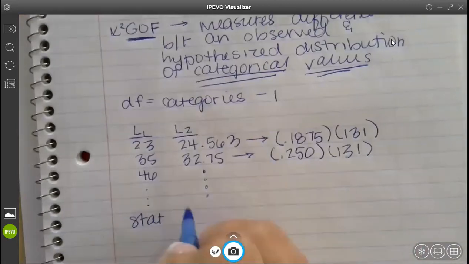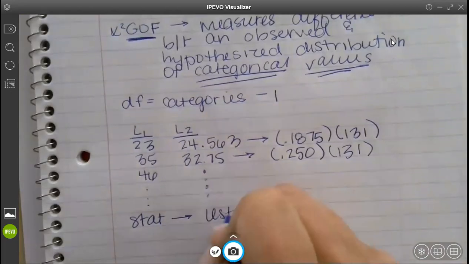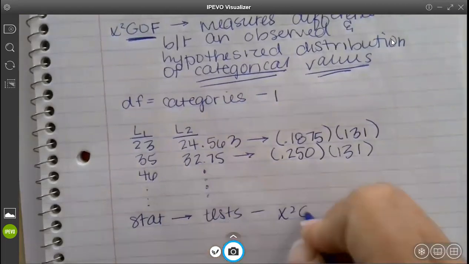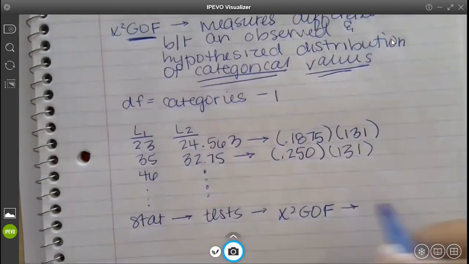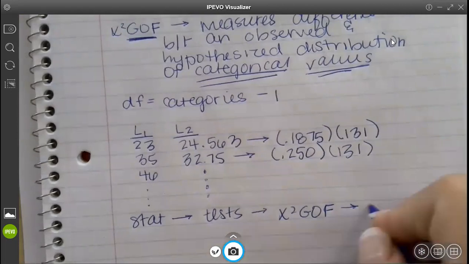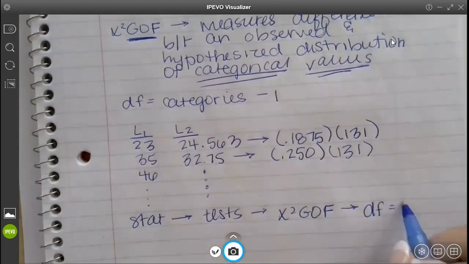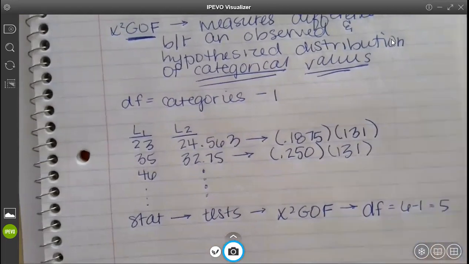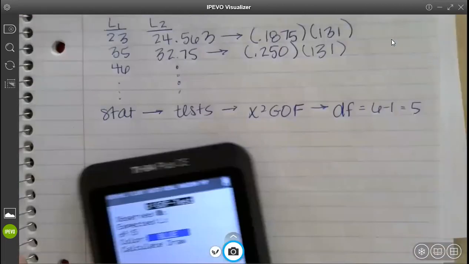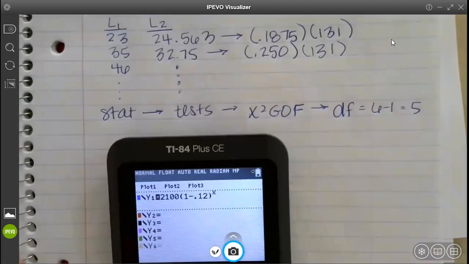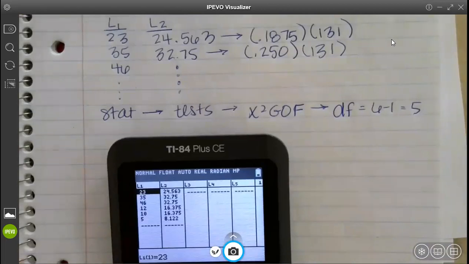You go to stat, test, chi-squared GOF. You have your L1 and L2 already in. Your degrees of freedom, there are 6 fruits, which would be 5. So I already have all of mine in to L1 and L2. Is everybody good?